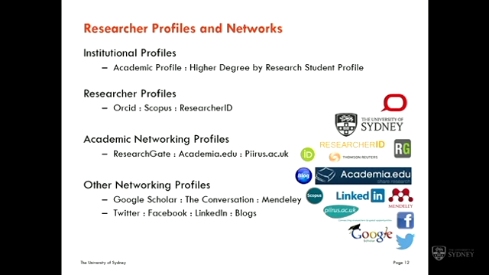And finally, we've got other networking profiles. So Google may already be indexing your work. So creating a Google Scholar profile can help you track it. And it's particularly useful for humanities where outputs don't neatly fit with traditional citation metrics. And of course, it's another way to make your research findable, discoverable to a wider audience, as is publishing in The Conversation or connecting via Mendeley, and as is social media.